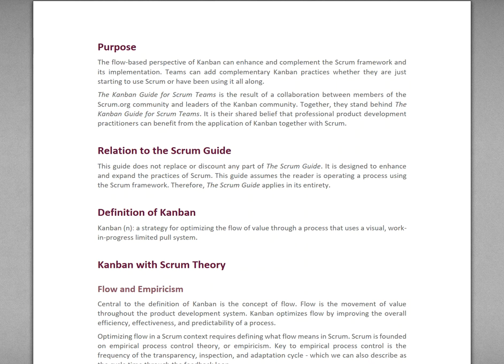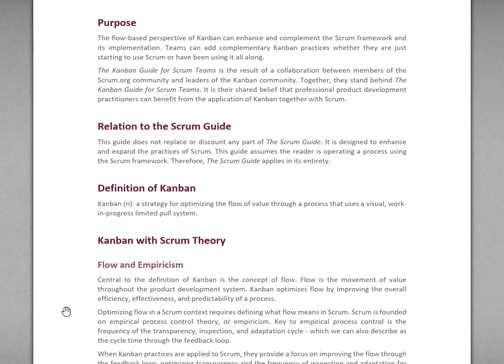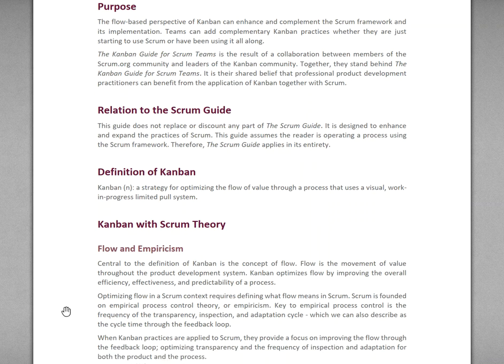So what is Kanban? Kanban is a strategy for optimizing the flow of value through a process that uses a visual, work-in-progress-limited pull system. So we will be able to see the whole workflow of an item from its start to its end. That's the visualization that Kanban provides.